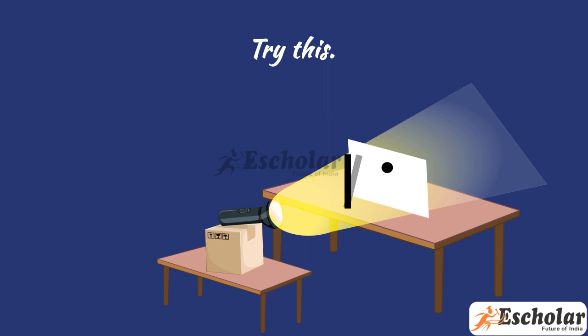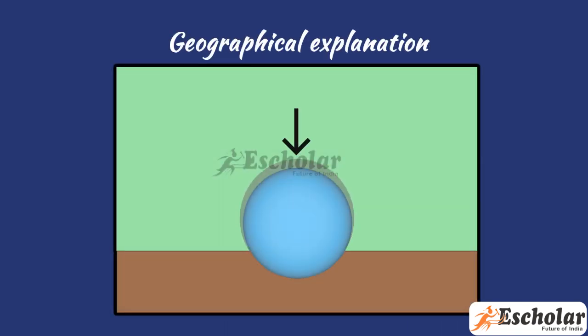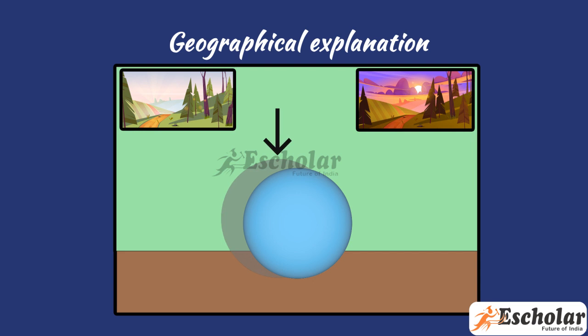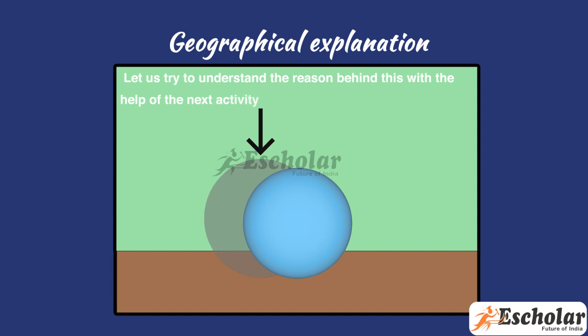Geographical explanation. From this activity, you will realize that as the position of the table changes, the position of the shadow also changes. Let us try to understand the reason behind this with the help of the next activity. If the positions of sunrise and sunset on the horizon are observed for the whole year, you will realize that they keep on changing.